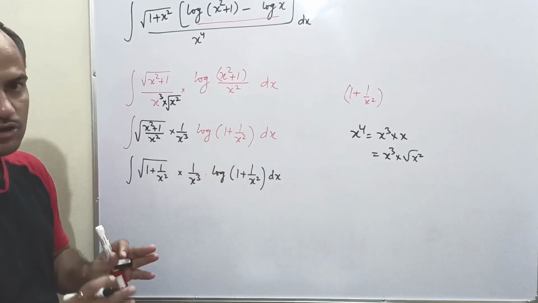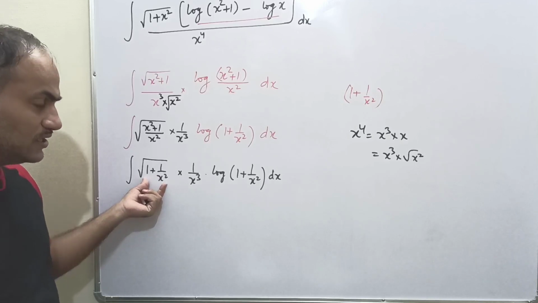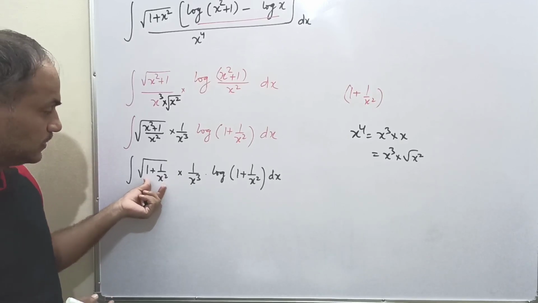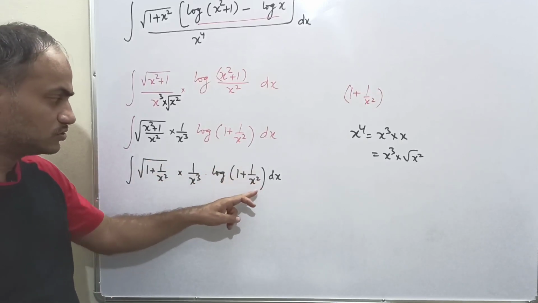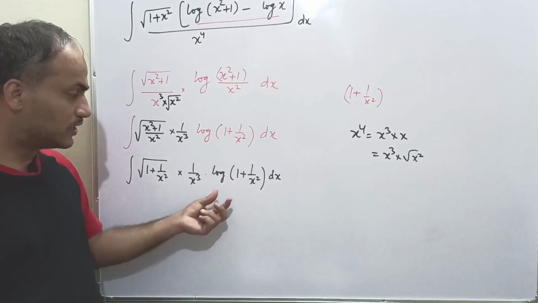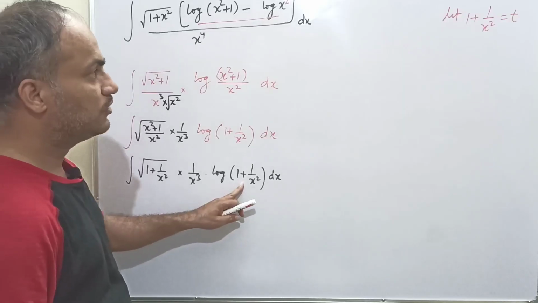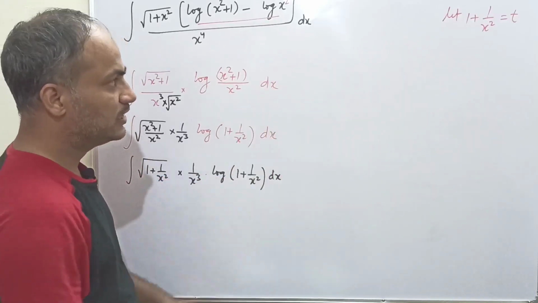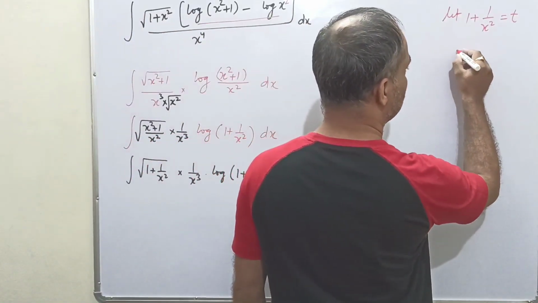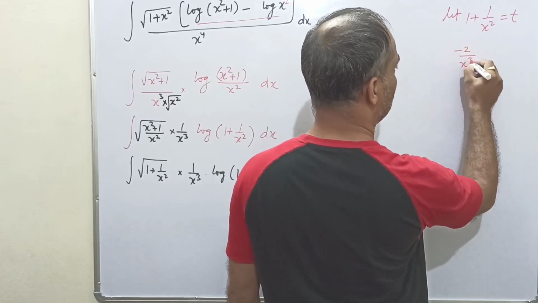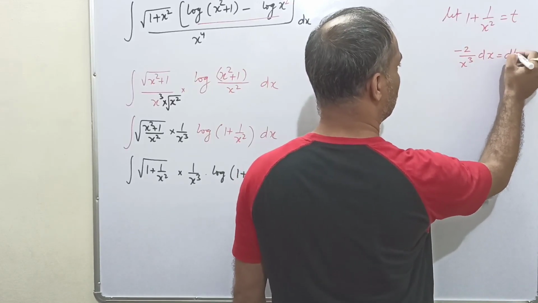Now just think, what can we assume? This term is there in root, so it will trouble us. So we assume this entire term, here also in log this term is there. So at least 1 + 1/x² we can think of assuming. When we assume this term as t, let us differentiate. So we get -2/x³ dx is equal to dt.